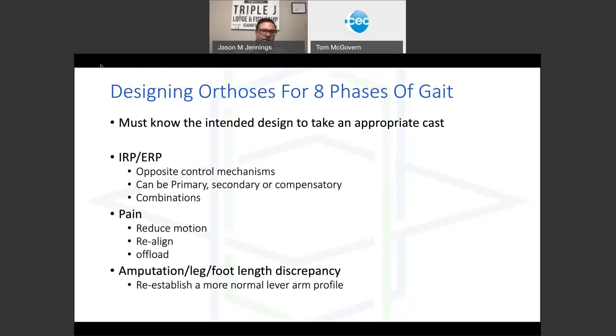Am I trying to realign something in the transverse plane or the coronal plane, not just plantar flexion and dorsiflexion, that will allow them to have relief from that pain? Am I trying to offload them? What can I do in my casting technique to get a better mold so that I have a better opportunity to offload? And then we also need to consider, when a patient has had an amputation of a leg or a foot, or has a leg length discrepancy, what do I need to do in my orthotic design to reestablish that lever arm profile as compared to possibly their contralateral side, which might be normal.